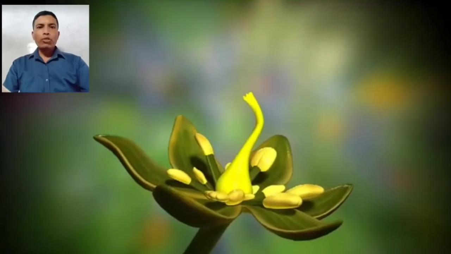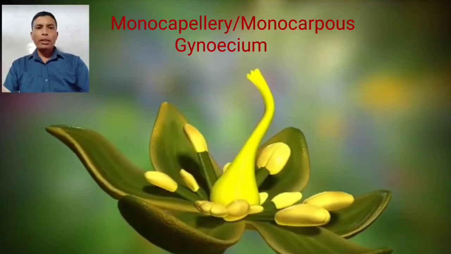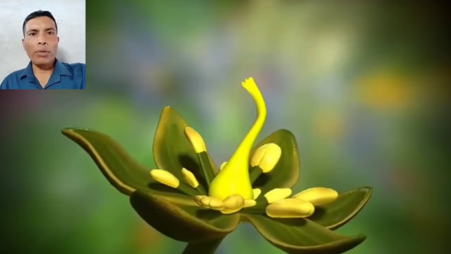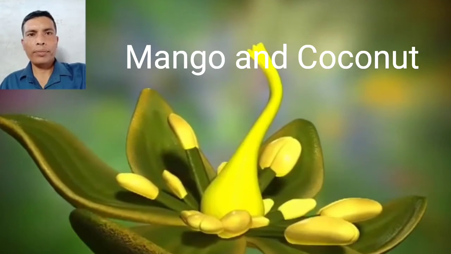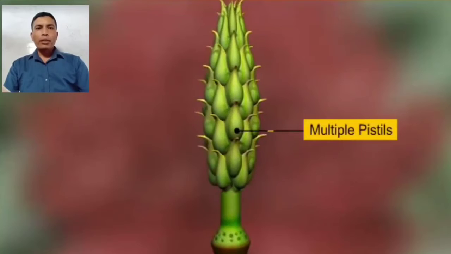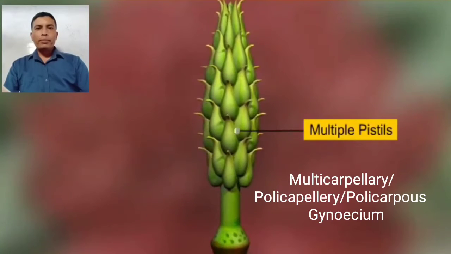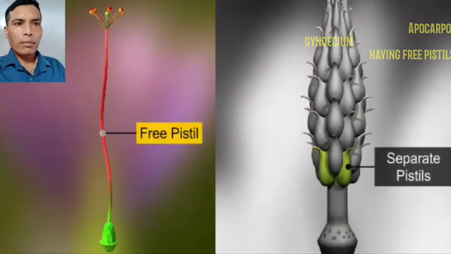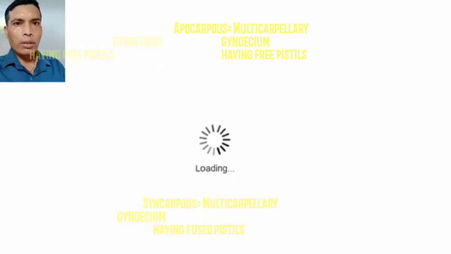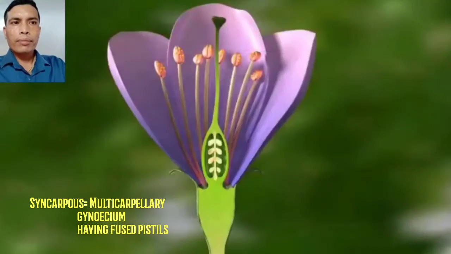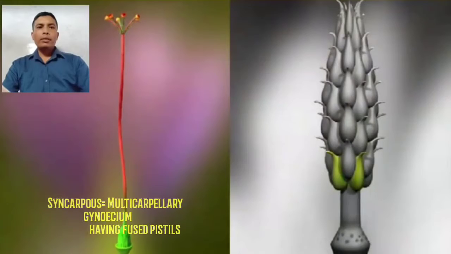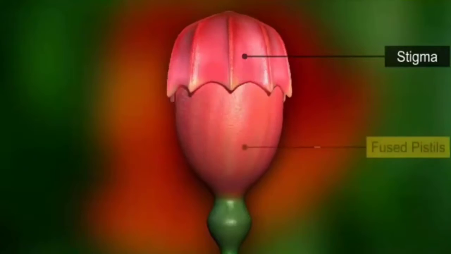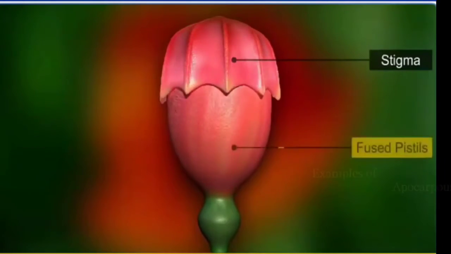A gynoecium may consist of only one carpel, which is known as monocarpellary or monocarpous gynoecium. Examples of monocarpellary flowers are mango and coconut. Gynoecium may consist of many carpels, which is known as multicarpellary. In multicarpellary flowers, the gynoecium may be apocarpous or syncarpous. It is apocarpous if the pistils are free. The gynoecium is said to be syncarpous if the pistils are fused.